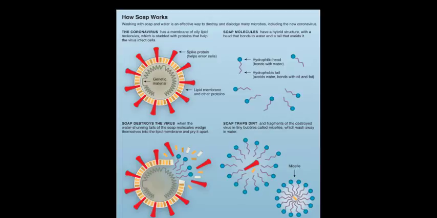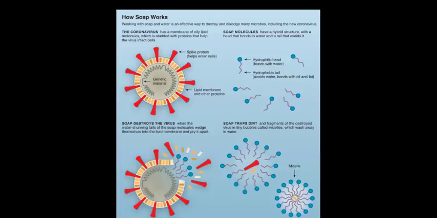So let's go back to how soap works. This is an image, again, this one's from the New York Times, about how soap is effective. And this one was specific to coronavirus. So the virus here has a membrane just like the plasma membrane. It has a plasma membrane too. So it's made of those phospholipids, just like the membrane we looked at. And soap molecules have that same type of structure, right? A hydrophilic head and a hydrophobic tail.